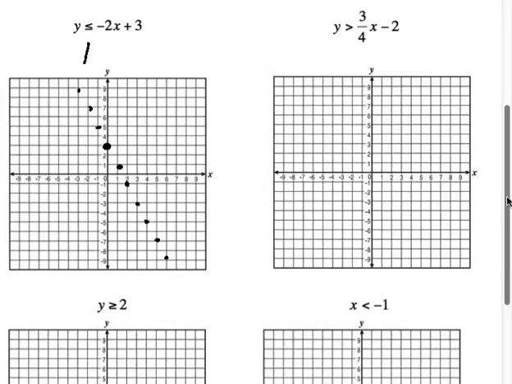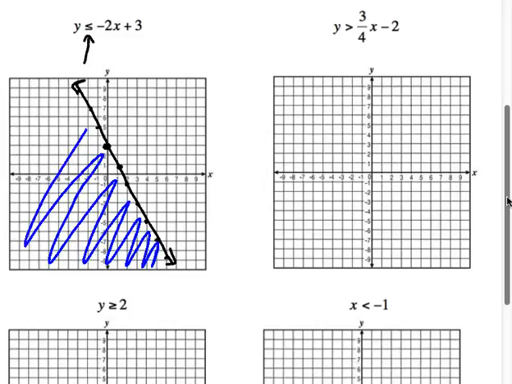For that, I look here. Because I see the or equal to piece, the bar under the less than sign, that tells me that I should have solid shading. The line itself is actually part of my solution region. And the fact that it's less than or equal to means I want to shade less than. I want to shade under my line.